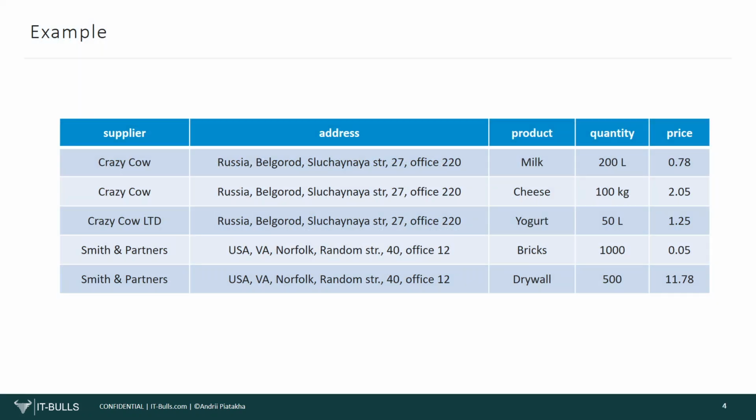I'm going to show you different types of anomalies on an example. Let's look at this example first. Imagine that we have a table with suppliers. We also store information about them, like address and products they produce. There is also information about the quantity of each product and its price. Is that clear? What do you think about this table? Does it look good to you?